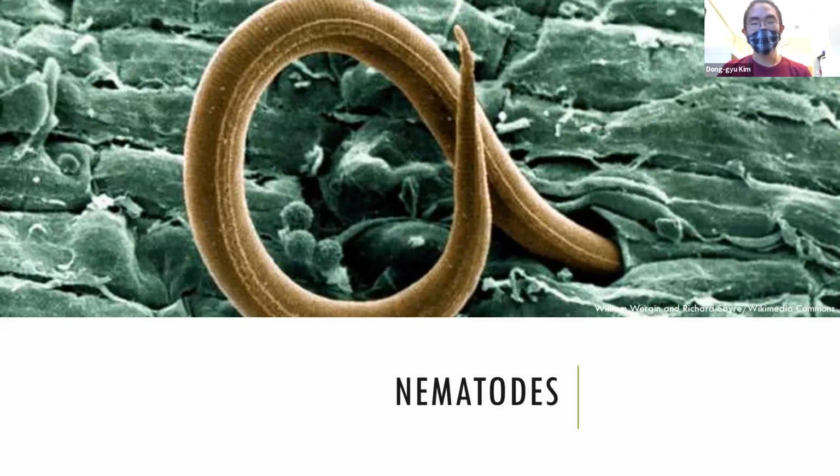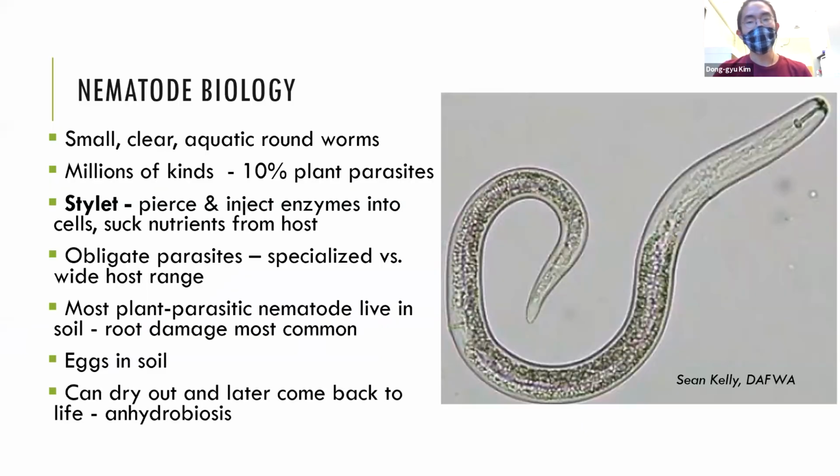So if you're familiar with the term, you might have heard it in the context of animal or even human parasitology, but this bunch of nematodes are relevant to us in a different way because these nematodes parasitize plants. To give you a brief crash course on nematode biology, these are small, clear, aquatic roundworms. They are not related to the common garden worm, and their size ranges anywhere between 100 micrometers to up to a millimeter, which is about, I think, 1/26 of an inch.